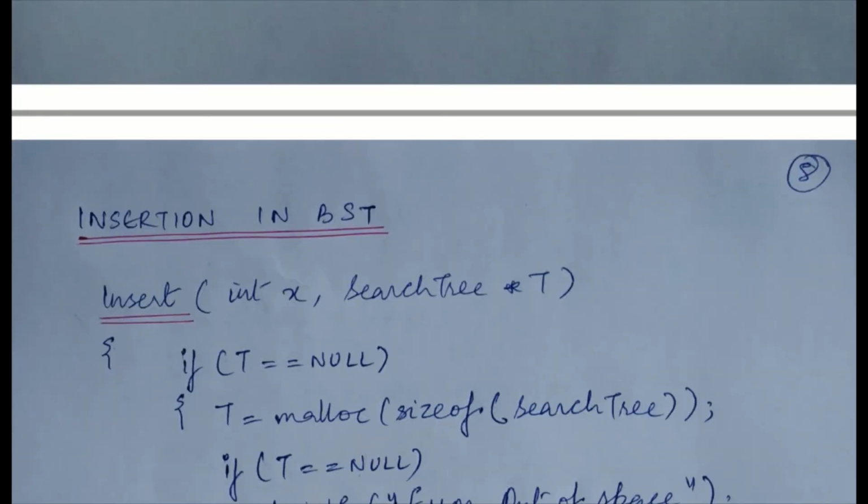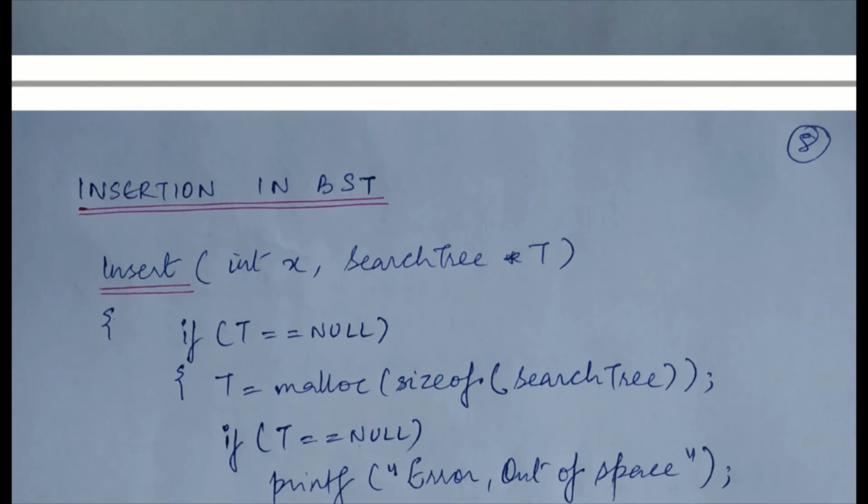Now the main two functions in a binary search tree are insertion and deletion. Okay, so how do you insert in a binary search tree? The logic is the same. When I get an element, I try to see whether it is less than the root or greater than the root. If there's no root, then this element becomes the root.